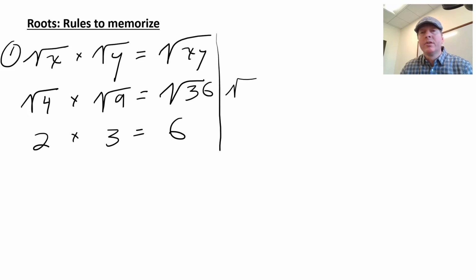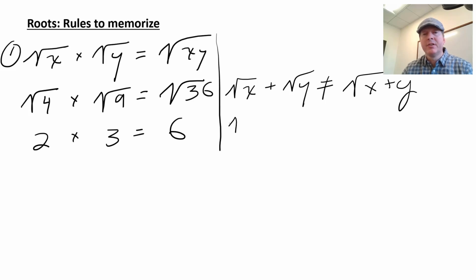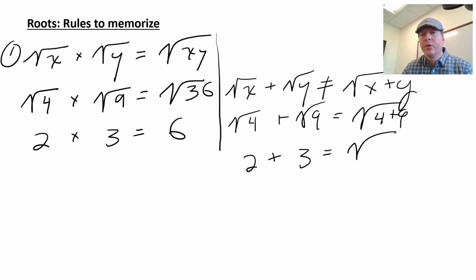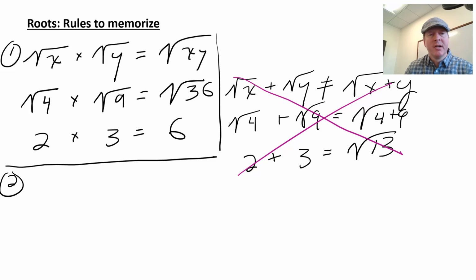Now, one thing I want to point out, suppose you were asked what is the square root of x plus the square root of y. That is not equal to the square root of x plus y, at least not most of the time. So, for example, is the square root of 4 plus the square root of 9, which is 2 plus 3, equal to the square root of 4 plus 9, the square root of 13? No, they are not the same. A second rule to memorize. How about the square root of x over y?